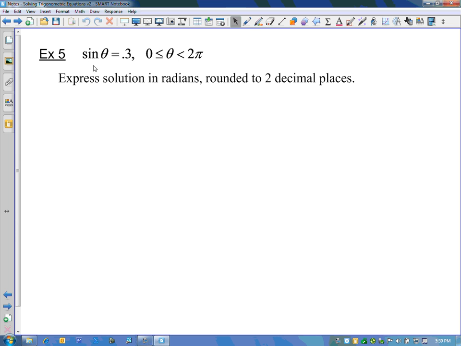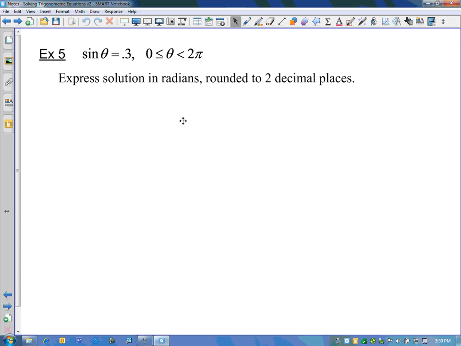For this one, we have sine of theta equals 0.3. That's not one of our special values on a special right triangle, and it's not one of our quadrantal values. So we are going to need a calculator here. They want you to express it in radians, rounded to 2 decimal places, so make sure your calculator mode is in radians. If you're in degrees, you will get the wrong answer.